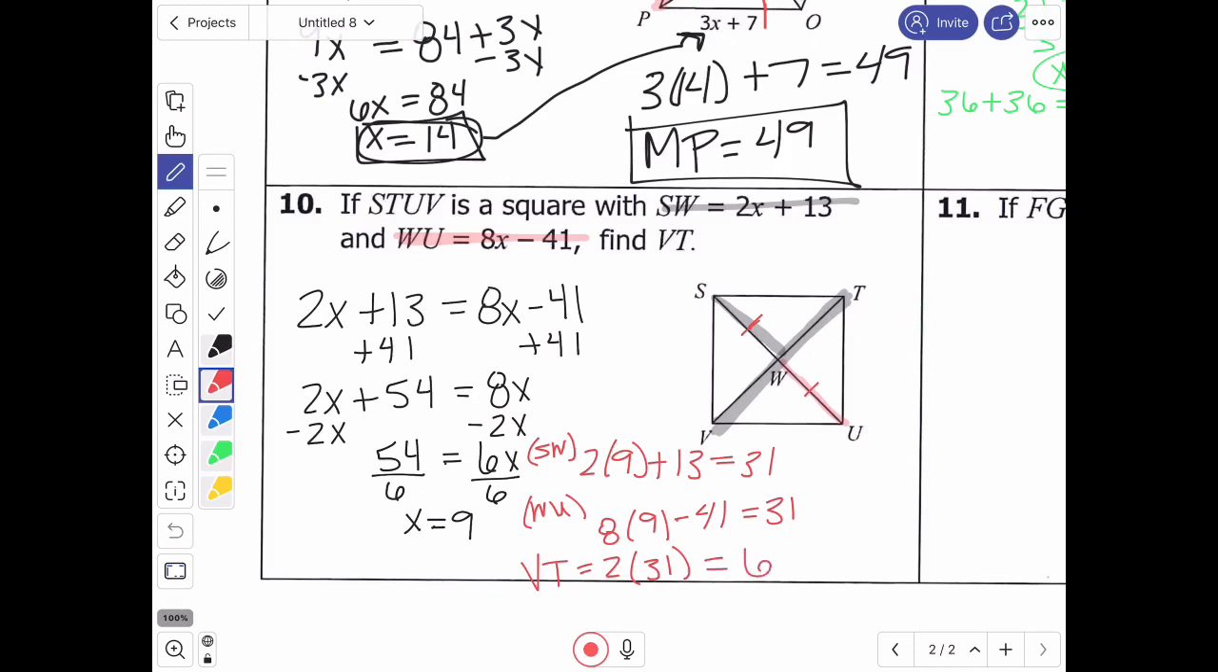And you get 62. Okay, so in this one, the properties that we used were the diagonals bisect each other and that the diagonals are congruent to each other. Okay?